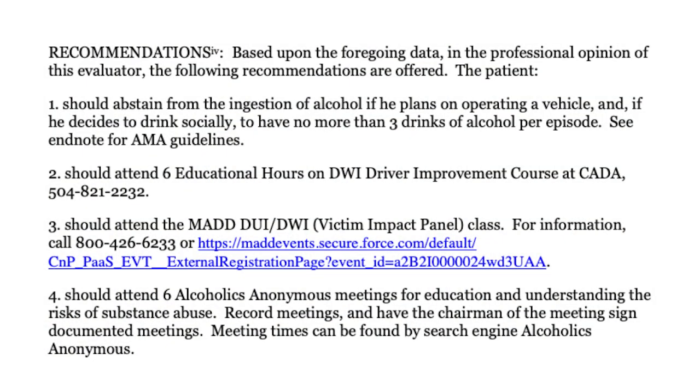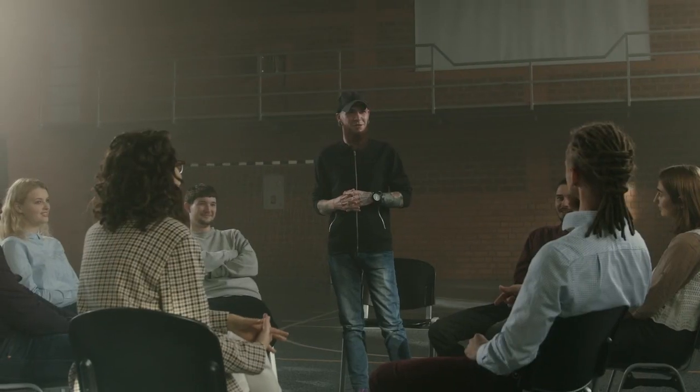And then number 4, I have should attend 6 Alcoholics Anonymous meetings for education and understanding the risk of substance abuse. Record the meetings, have the chairman or the leader of the meetings sign your document verifying that you went. Meeting times can be found by search engine Alcoholics Anonymous near me. That's a typical recommendation for someone who's gotten a DUI, who's not drinking at a dependency or addiction level, just to give you an idea of what it would look like.